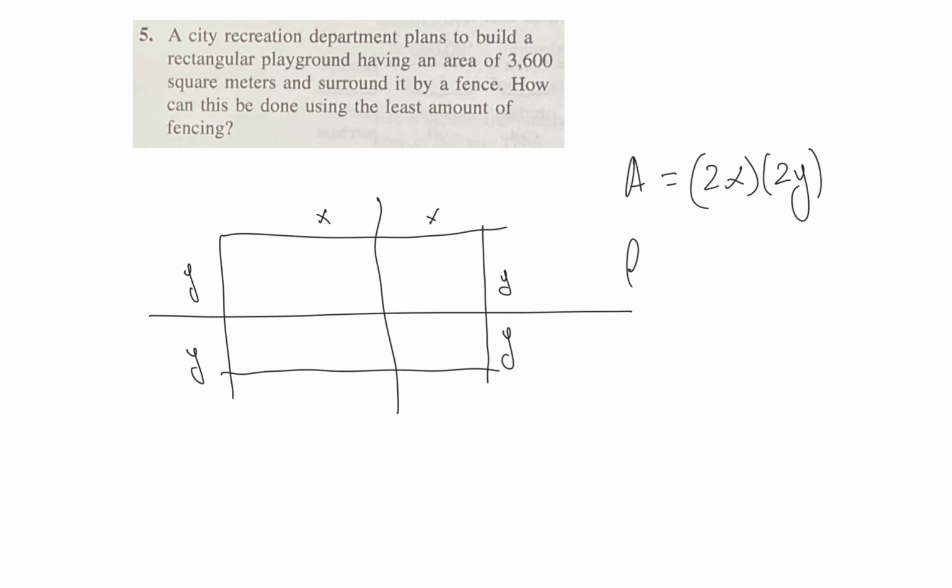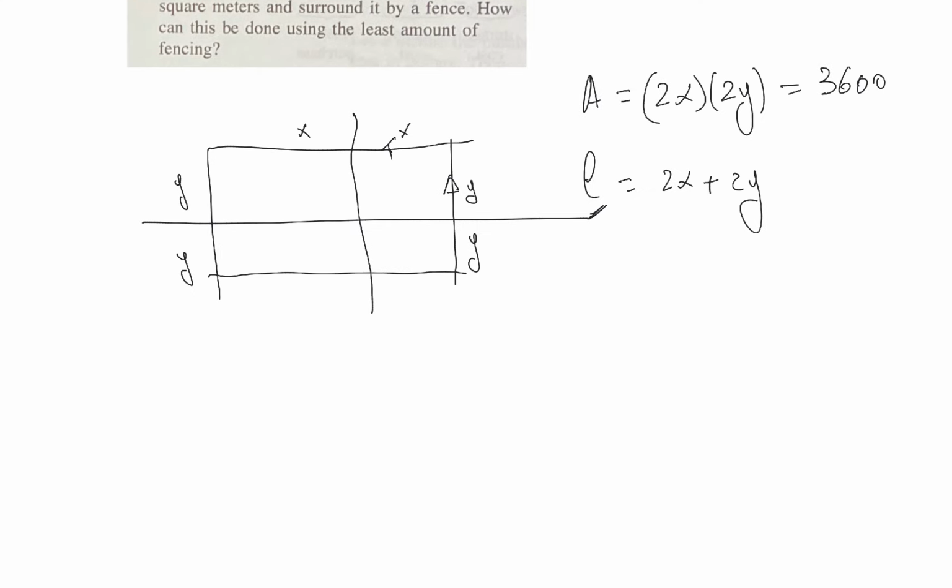And the length of the fence is 2x plus 2y. And what we want is, this area is fixed at 3,600 square meters, and what we want is to minimize the length. So this function is what we want to minimize. So the area is 4x multiplied by y equal 3,600. So y is 3,600 divided by 4x.